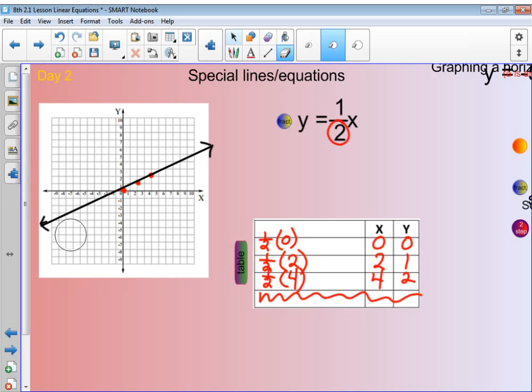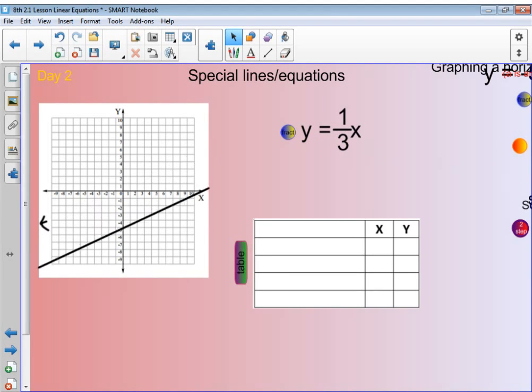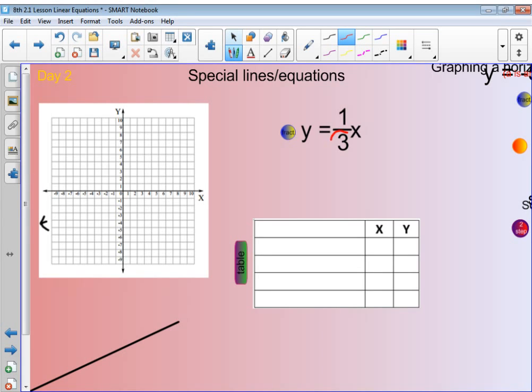All right, so let's try another one. Let's say instead of half, we do y equals 1/3 x. Okay, so our bottom number tells us we need to pick multiples of 3. So we can always use 0. And then multiples of 3.